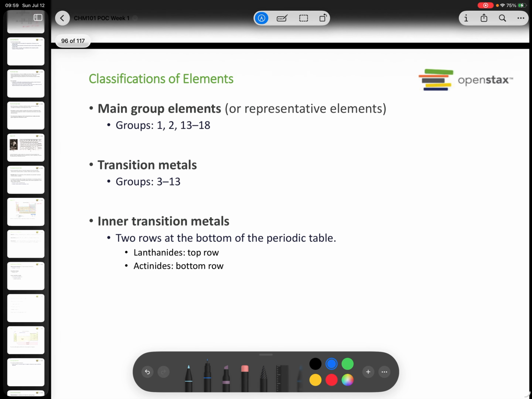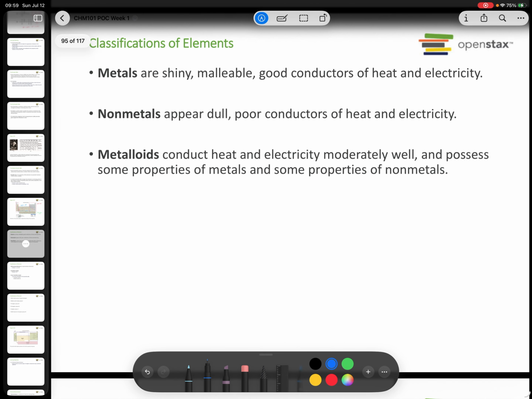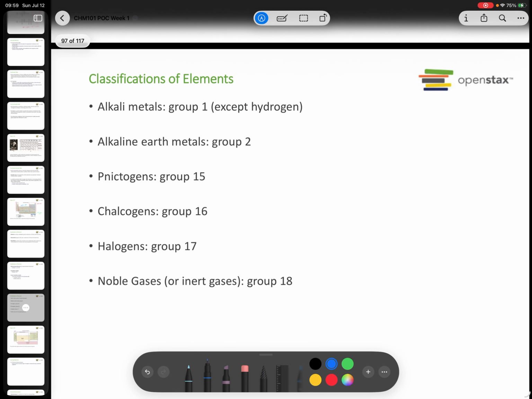And then, we have inner transition metals, no? So, yun yung dalawang rows na nasa baba, no? Ito yung inner transition metals, mostly radioactive, no? We have here transition metals. Okay? So, yun yung groupings nila or classification. And then, para mas specific pa, several groups have special names.